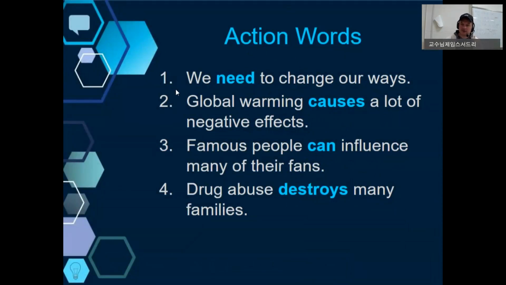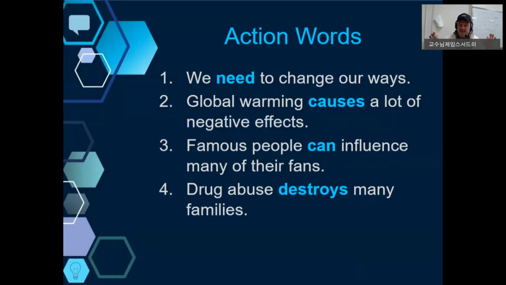We need to change our ways. I'm going to just do the stress first for all of them, then come back to the stretch, then I'm going to do the pauses. Global warming causes a lot of negative effects. Famous people can influence many of their fans. Drug abuse destroys many families. So you notice what I did there? That was all stress. Now I'm going to stretch.